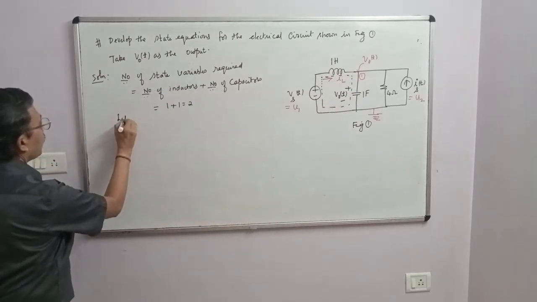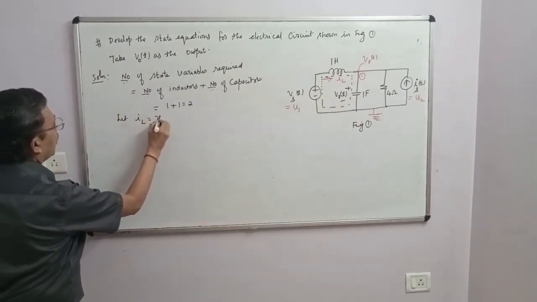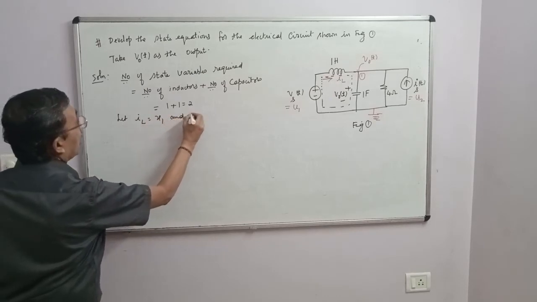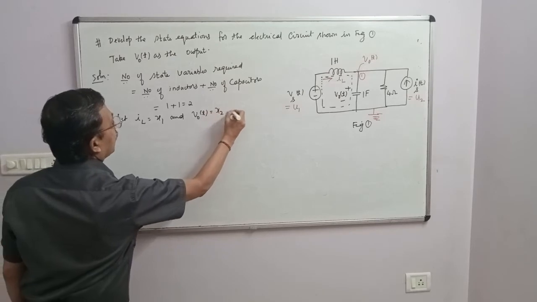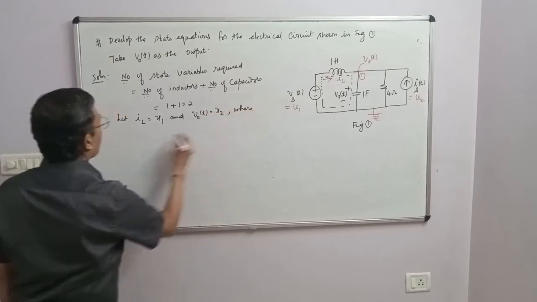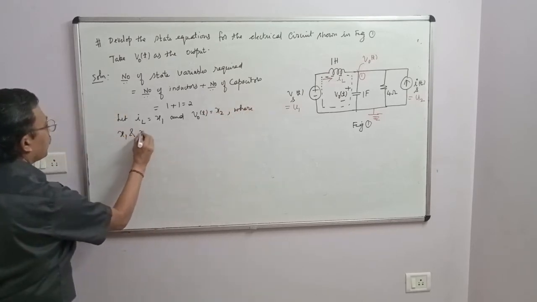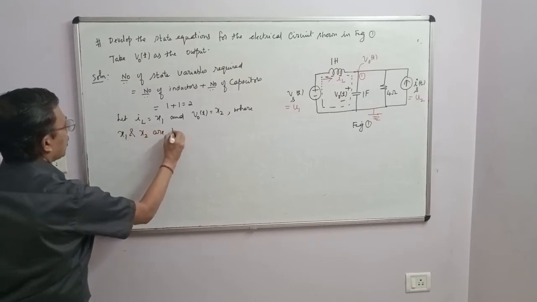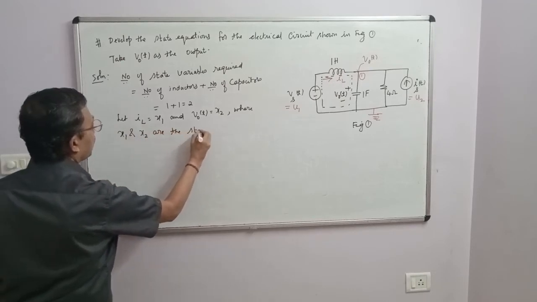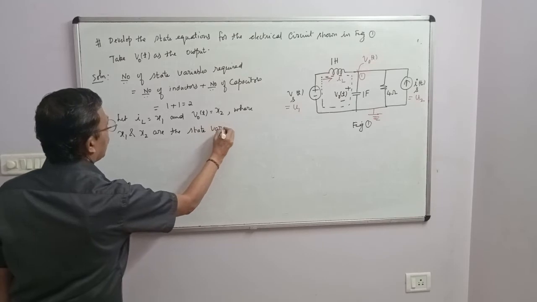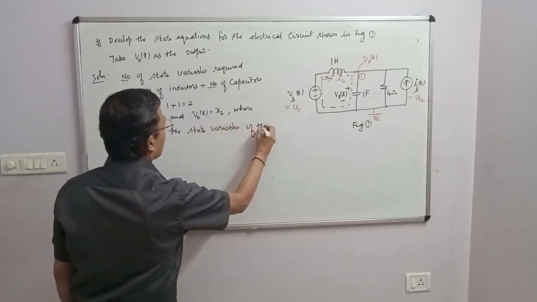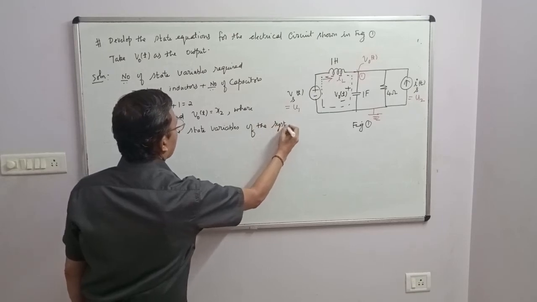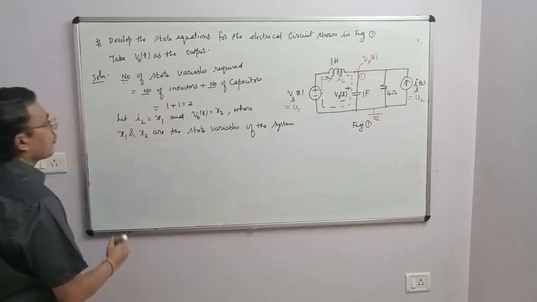Let IL be equal to x1 and V naught of t be equal to x2, where x1 and x2 are the state variables of the system.